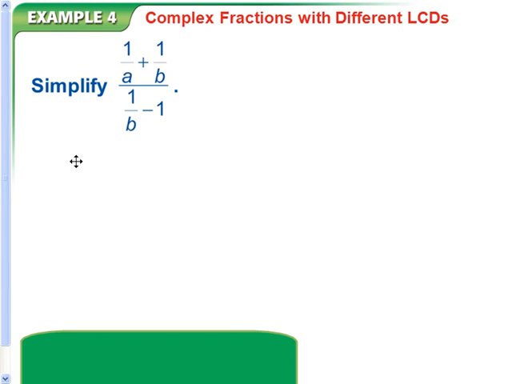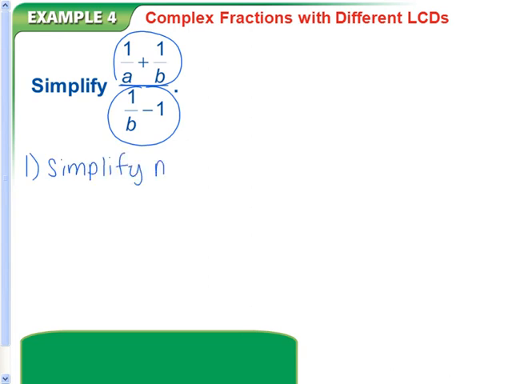So example 4, copy down the problem, and then we have a complex fraction here, and we've got adding and subtracting fractions. So our first step is going to be simplify the numerator and then simplify the denominator. So step 1 is simplify the numerator and the denominator.